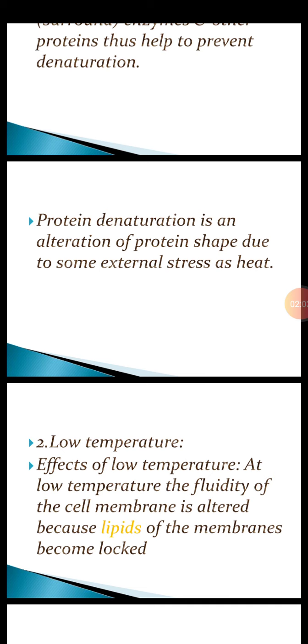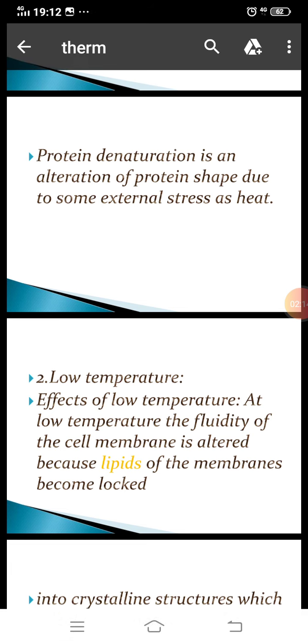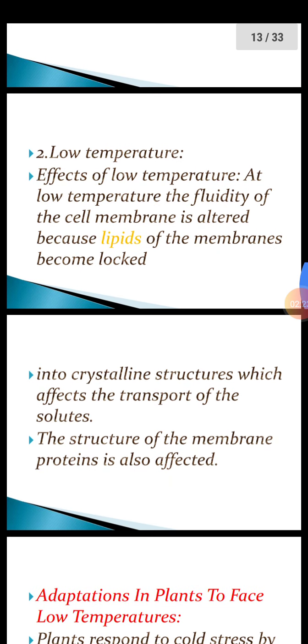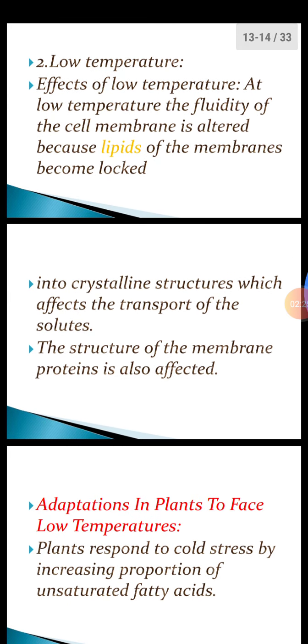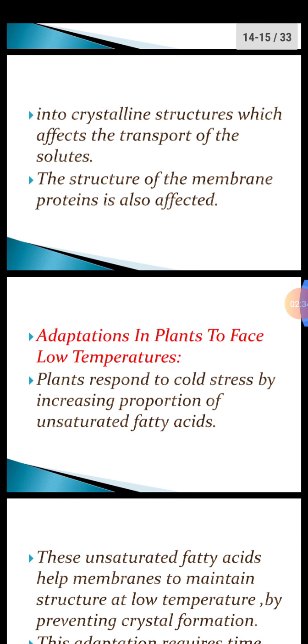Second is low temperature. Effects of low temperature on plants. At low temperature, the fluidity of the cell membrane is altered because lipids of the membranes become locked into crystalline structures, which definitely affects the transport of solutes or salts. The structure of the membrane proteins is also affected. So now, what are the adaptations in plants to face low temperatures?